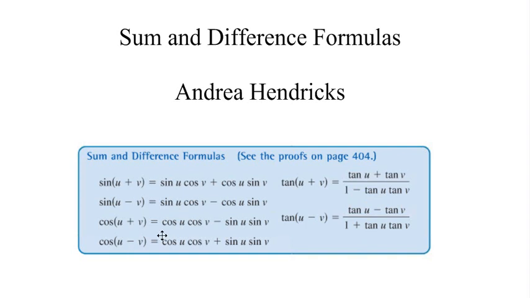I will tell you the one that I could remember from my head is the cosine, and the way I think of it is, if you think of cosine, C-O-S, you have your cosines together, you have opposite sign, and then you have your sines together. So cosine U, cosine V, opposite sign, and then sine U, sine V. If I remember that one, I can always get the signs from there. You don't have to memorize them, but just a little tidbit.